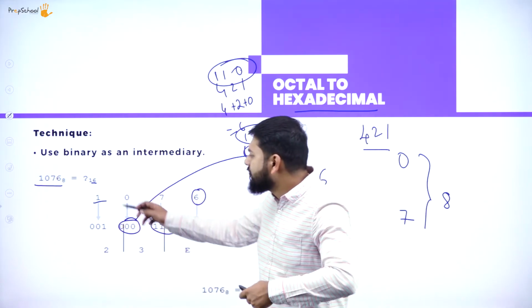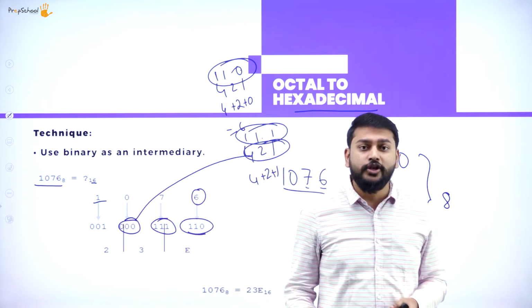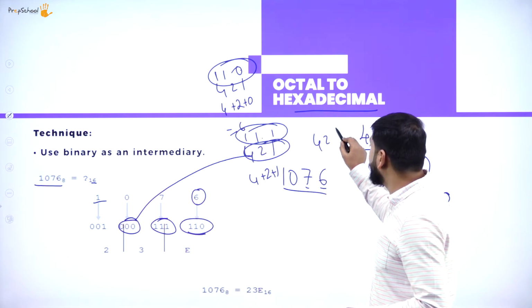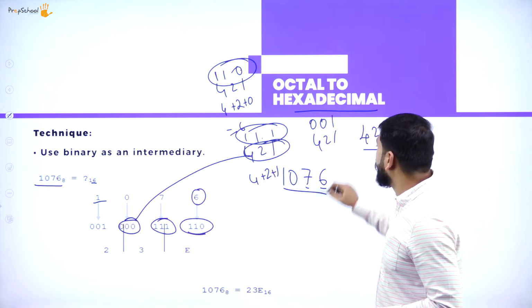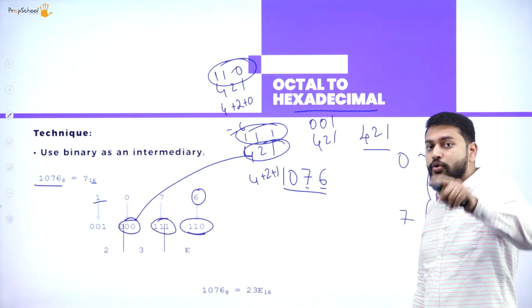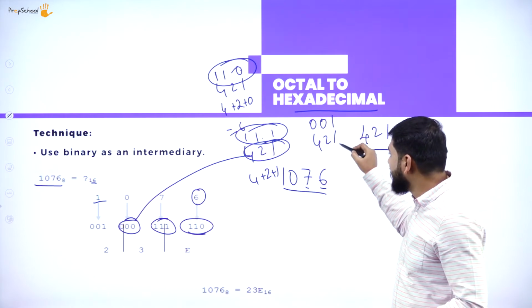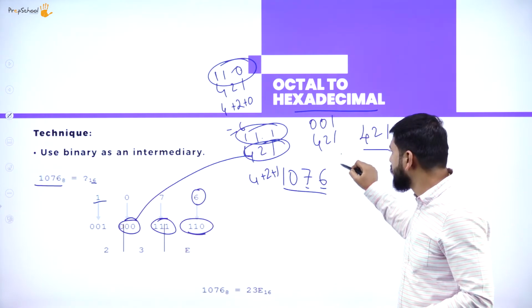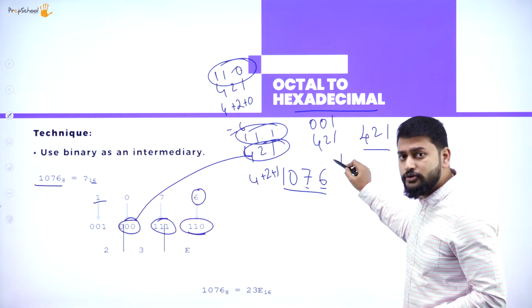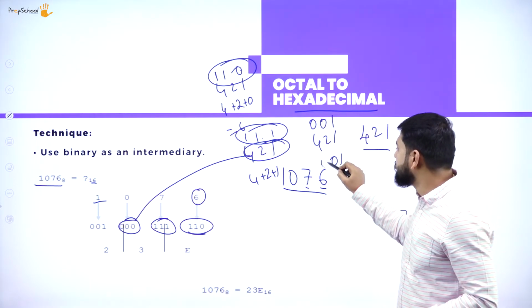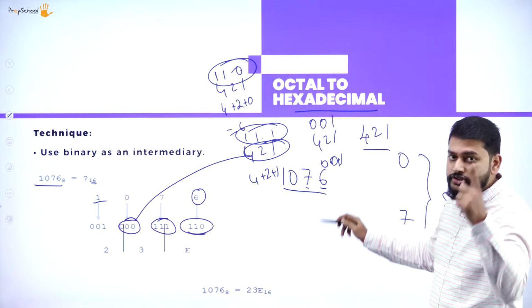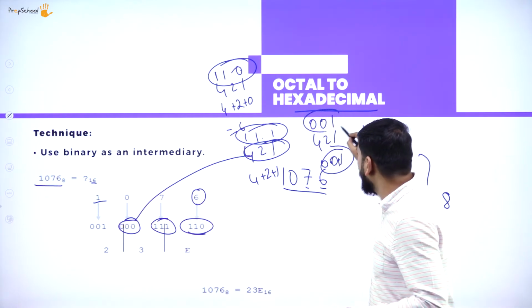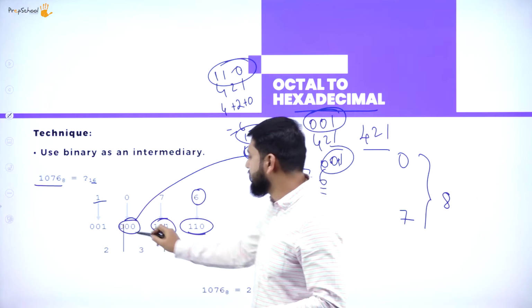And then I have 1. Okay, how do I represent 1? Using 421 code. My dear students, I need to represent 1 as 001. Please understand, I just want only 1. 1 into 1 is 1. 0 into 2 is 0. 0 into 4 is 0. So please add this. 0 plus 0 is 0. 0 plus 1 is 1. So I got this. The binary equivalent is 001. So I have written that.